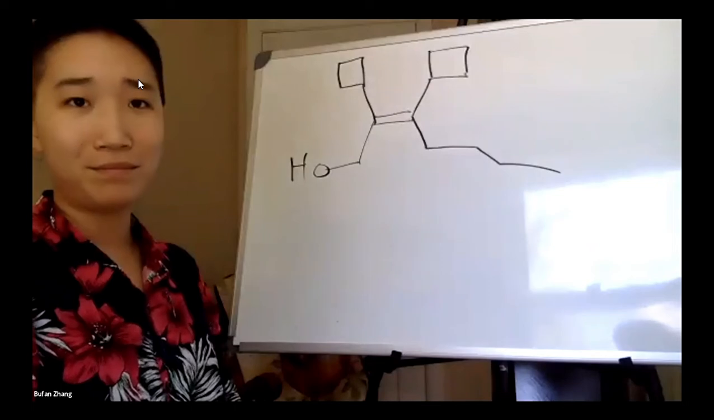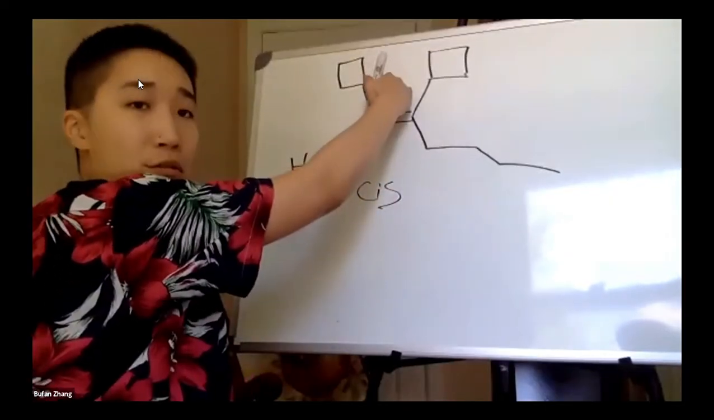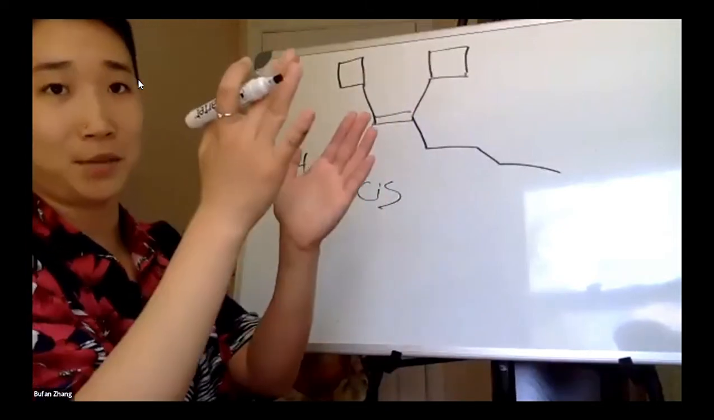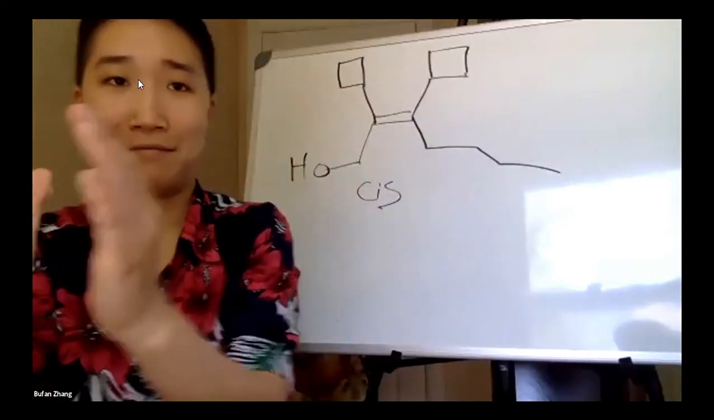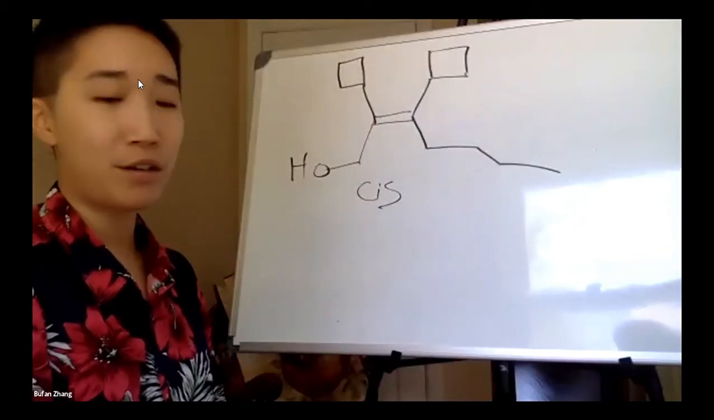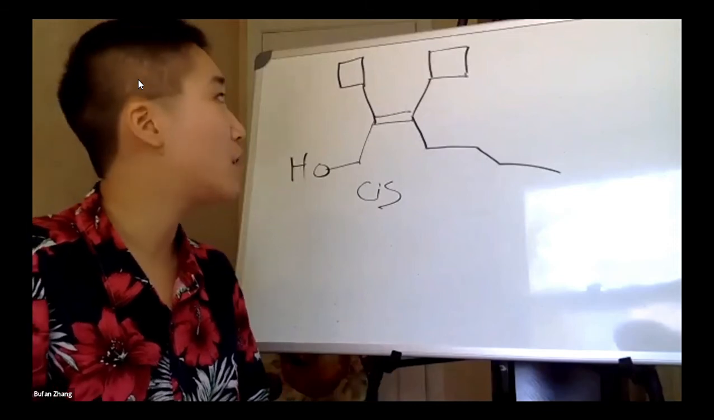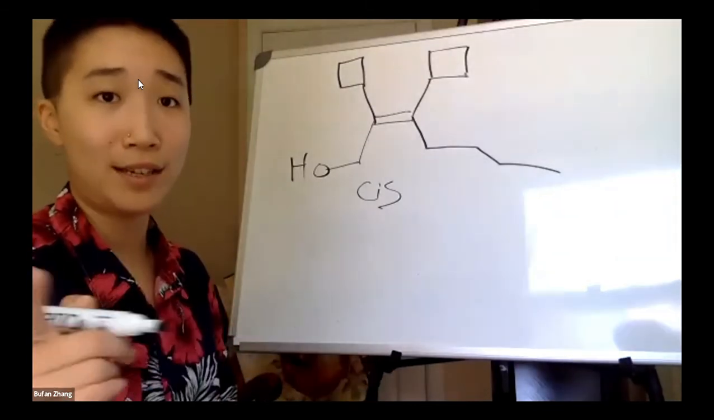Cis or trans? We're going to call it cis, because we have the same two groups on top and they're going this way. They're going this way, so we're going to call it cis. Now we're going to try to assign the E versus Z absolute configuration. So let me split the molecule in half.